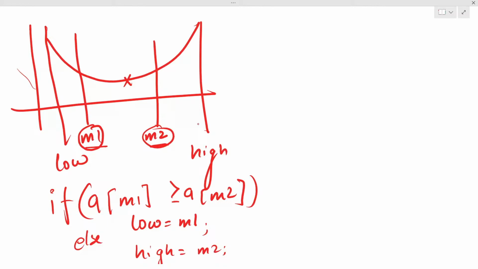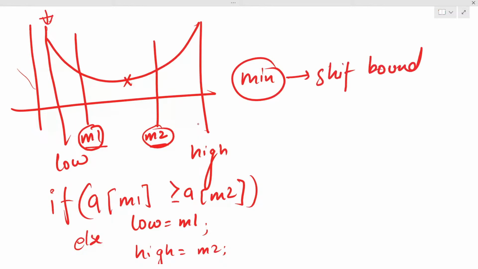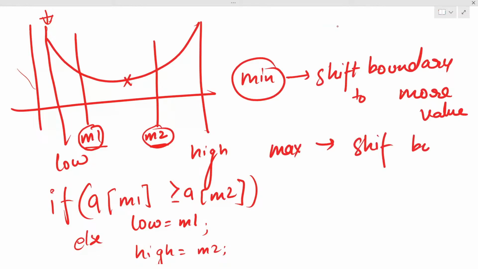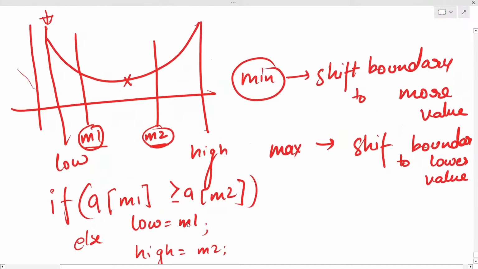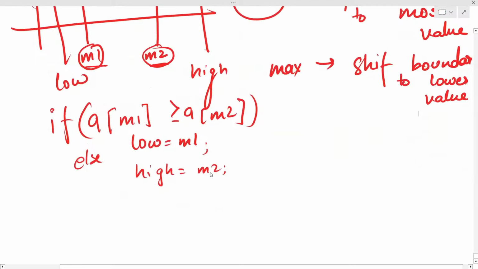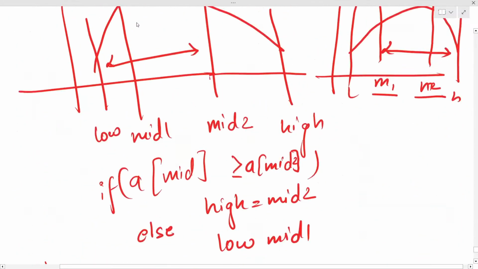So if we have to find the minima, we'll always shift our boundary to that position which has the more value. And if we have to find the maximum, then shift the boundary to the lower value of M1 and M2. In this case, finding the minimum, we shift our boundary to the value which is more. If M1 had more value, we shift our boundary to M1. Otherwise, if M2 had more value, we shift our boundary to M2. When finding the maximum, we shift our boundary to the minimum.